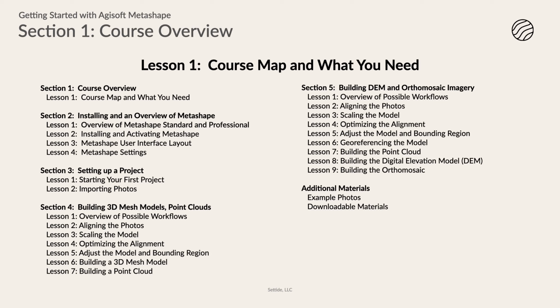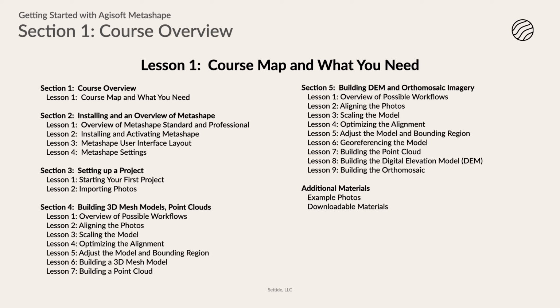And then sections 4 and 5 are going to be the bulk of the course. In section 4 we're going to focus on building 3D models and point clouds. We're going to go over all of the steps that you need to do, show you how to do them, and also show you some reasons why we do different things or check on or off different settings and how that can affect your workflow. So we're going to import our photos as we did in the previous section, and then align the photos, scale and optimize the model, make sure everything is looking good, and then build our 3D model and build that point cloud at the end as an optional step.